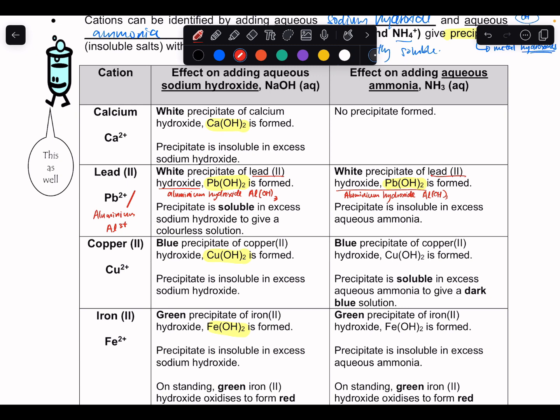So the difference is lead 2 will form a yellow precipitate with iodide, because if you recall, lead 2 chloride is insoluble and lead 2 iodide is also insoluble. So lead 2 iodide will form a bright yellow precipitate, so it's very iconic, very easily identifiable. Whereas aluminium iodide, if you follow the solubility of chlorides, is soluble in water, so no precipitate will be formed.